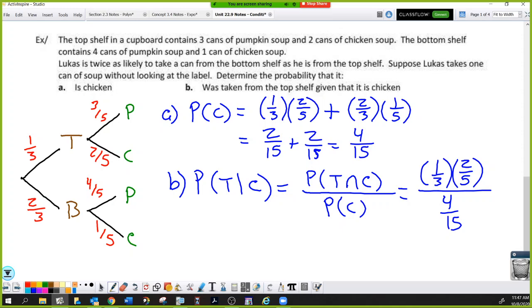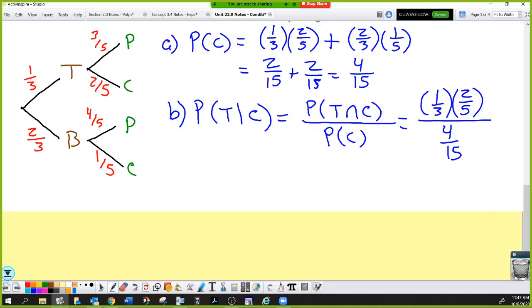Cool. Let's make some more space. Let's color the board white. There we go.